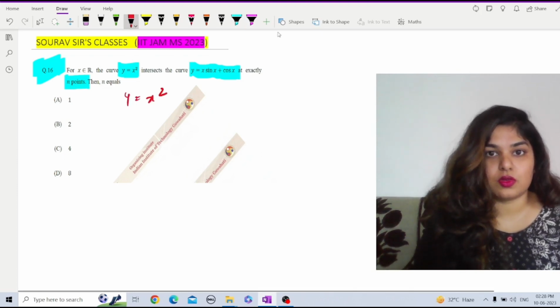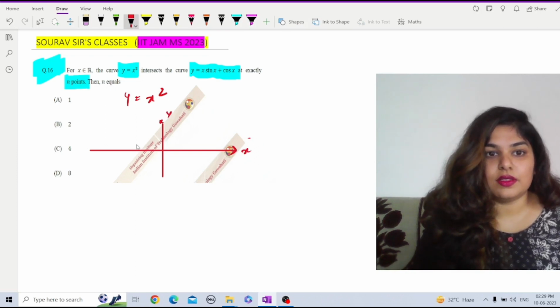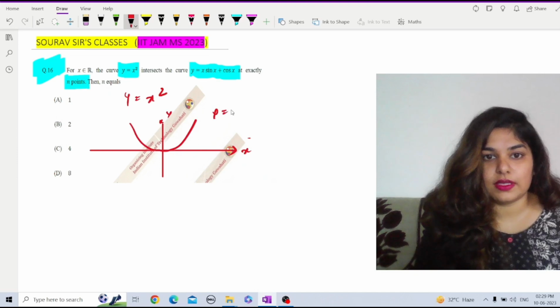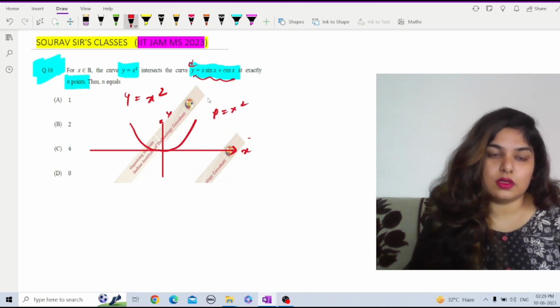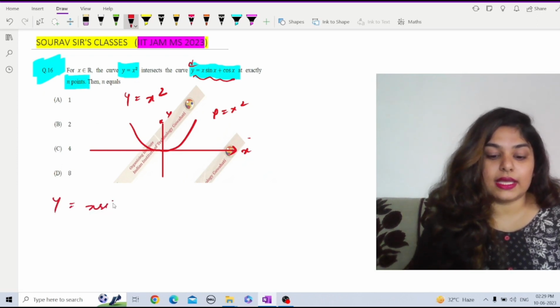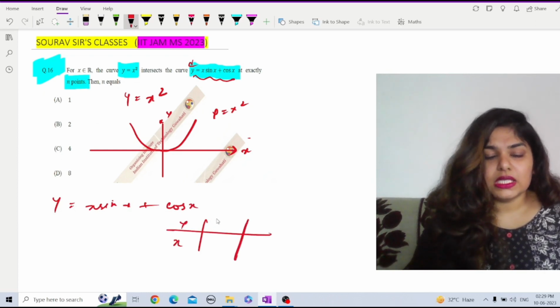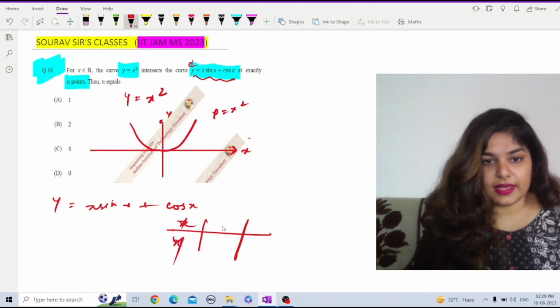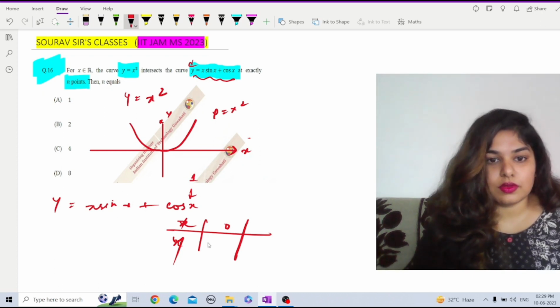So if we are given y is equals to x squared, say this is x, this is y, and y is equals to x square is going to be this. Now we have to see what the shape of the second curve will be. So we are given y is equals to x sin x plus cos x. So here we have x, here we have y. Now if you put x is equals to 0 here, this is 1 and this is 0, so the answer is 1.